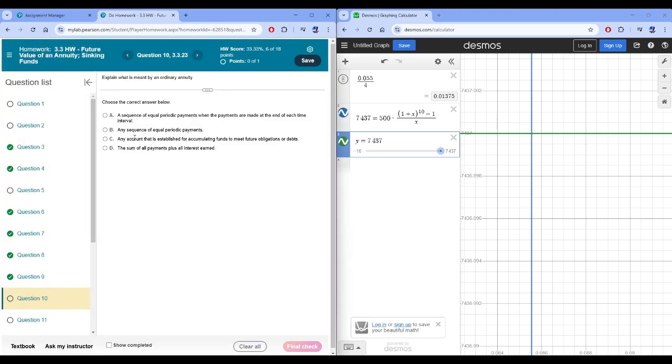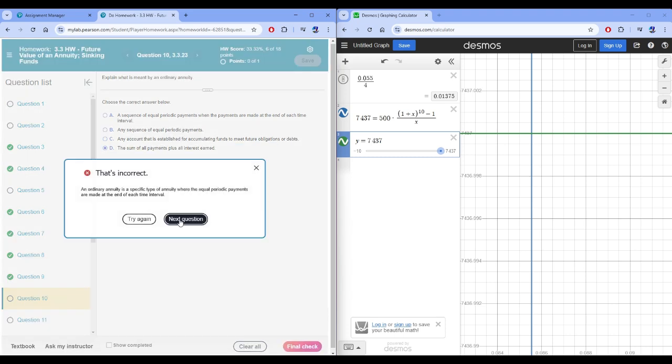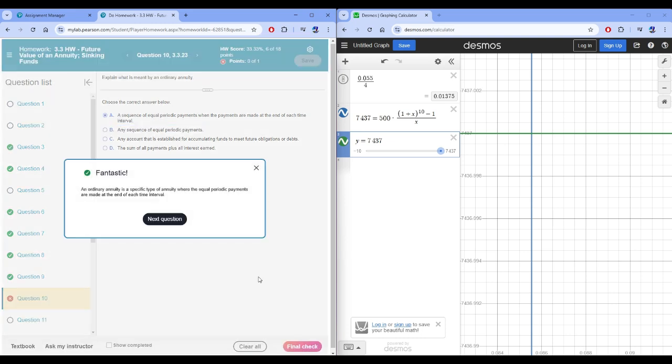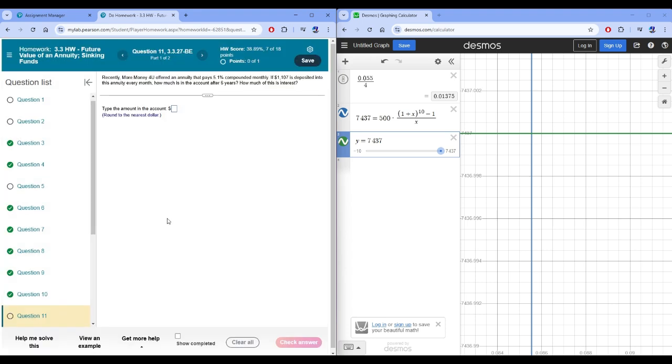Cool. Okay, explain what is meant by the ordinary annuity. That is the sum of all payments plus all the interests, no? A sequence of equal payments when the payments are at the end of each interval. Specific type where all the equal payments are made at the end of each time interval. Definition. Recently, More Money for You offered an annuity that pays 5% compounded monthly. If 1,000 is deposited into this annuity every month, how much is the account after 6 years?